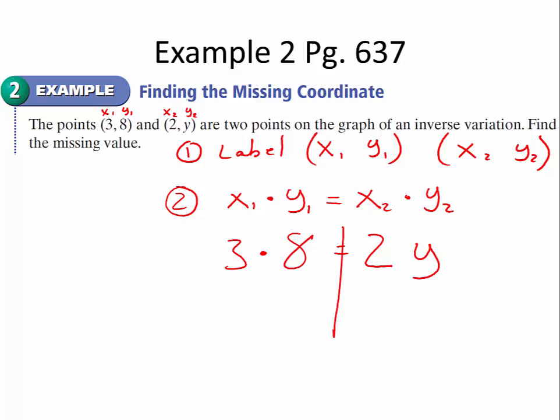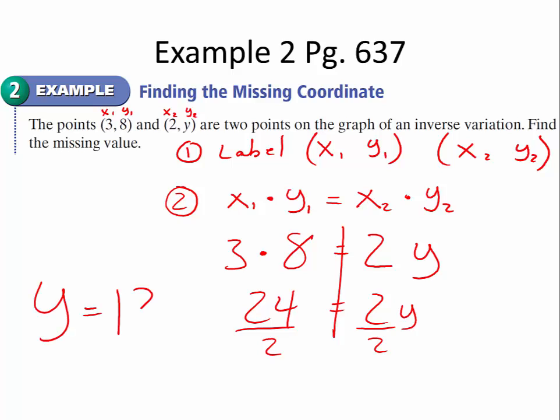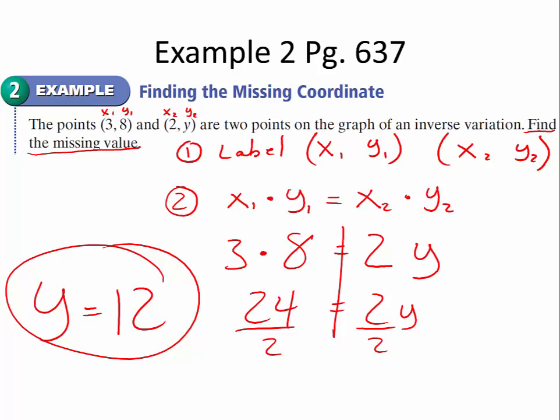Then from there, 3 times 8, which is 24, equals 2y, and then divide by 2. 24 divided by 2 is 12, so y equals 12. And it did not say anything about writing an equation. All it said was find the missing value. That's it. And you're done.